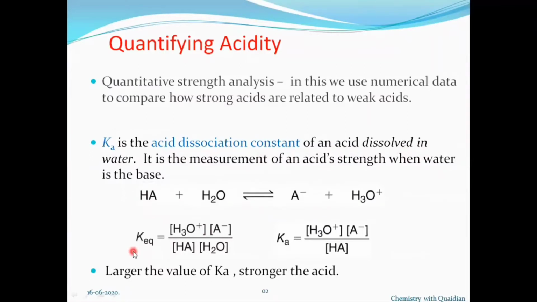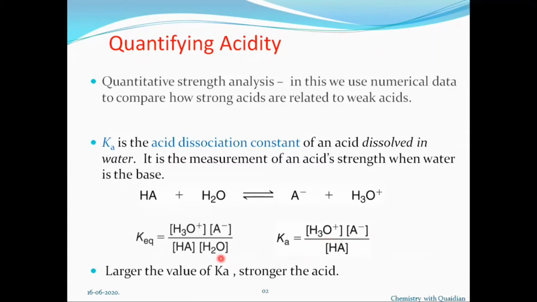When you write the equilibrium expression for this reaction, the equilibrium expression will be product concentration over reactant concentration. The products are hydronium and A negative species, which are the conjugate acid and conjugate base. And under we write the reactants, that is HA concentration and water concentration. The square bracket represents the concentration in moles per dm cube. This is the molar concentration. When you write the ionization constant or ionization equilibrium, the expression can be written as H3O+ times A negative over HA.